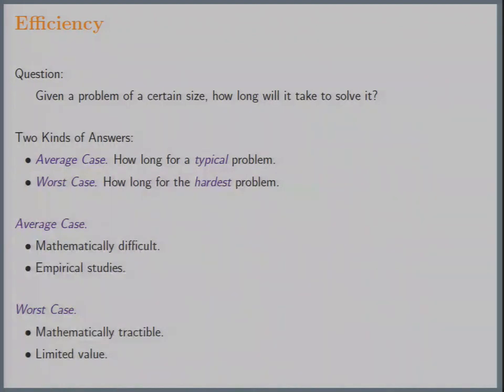And there are two kinds of answers, of course. There's the average performance on typical problems of a certain size, and there's the worst case performance on the hardest problem. The average case is mathematically difficult because you have to introduce some probability space and say what an average problem, a random problem, looks like, and then try to take the average of how many pivots it takes. Very difficult. But it's easy to do empirical studies, and I'll show you one in just a minute.